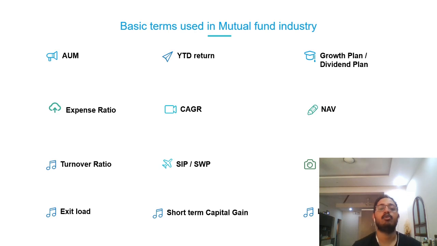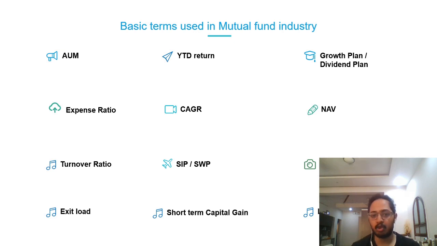Now CAGR return. What is a CAGR return? CAGR is compounded annual growth rate. Like if you have invested for a period from 2000 till 2005, what is the return that you have got on average over this period of 5 years is called CAGR return.